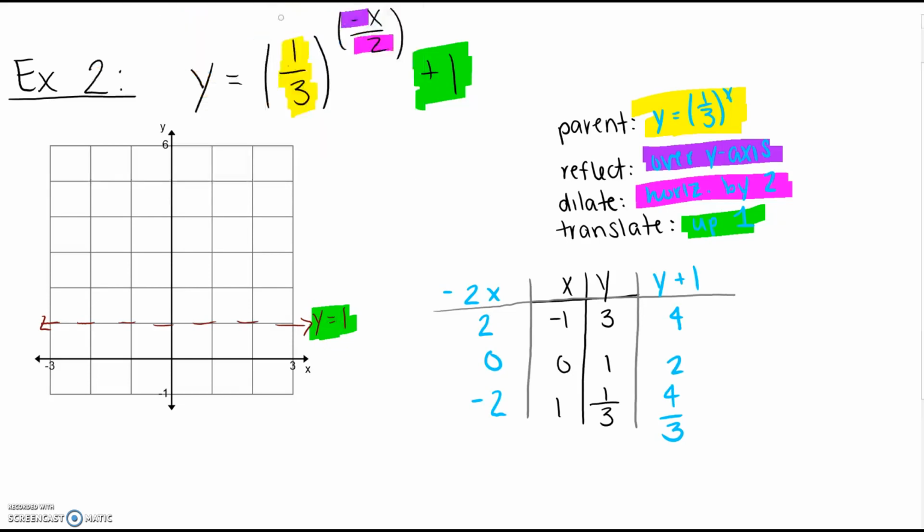So what I did is make a table. So we've got horizontal dilation by 2, so x values will be multiplied by 2. And because it's reflecting over the y-axis, our x values will change. And then we're going up 1, so we have y plus 1. So then our final key points are 2, 4, 0, 2, and then negative 2, 4/3. So my graph will look something like this.